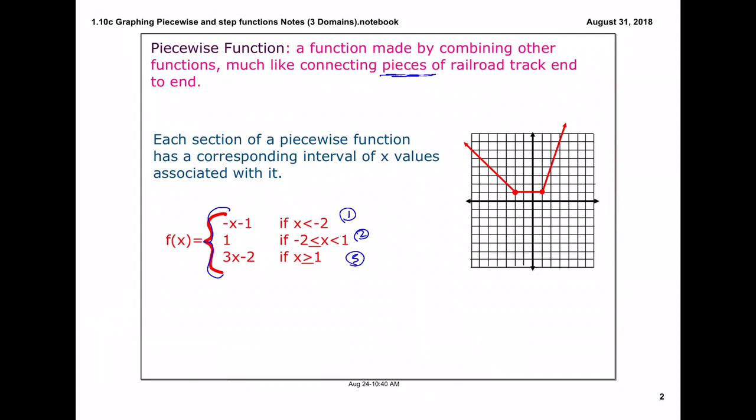So you can see equation number 1 is this first line. Equation number 2 would be this piece in the center. And equation number 3 would be this piece on the far right hand side because it is only looking at the values greater than 1.